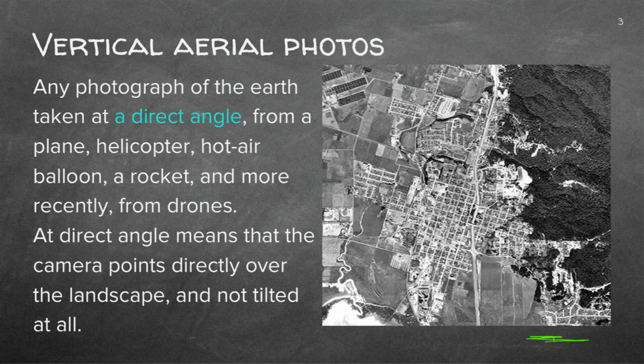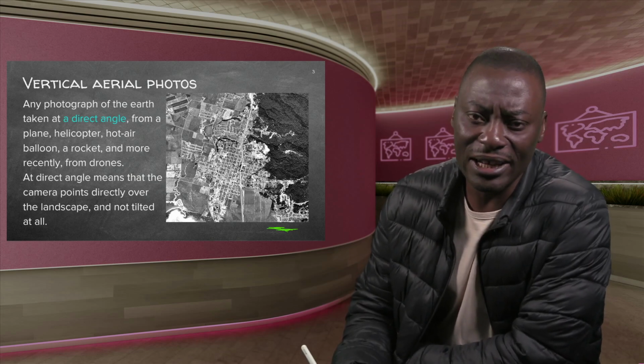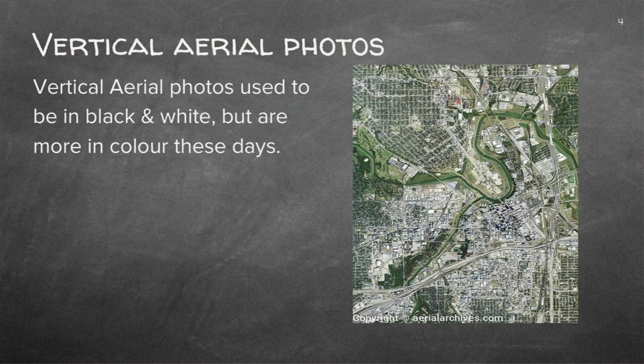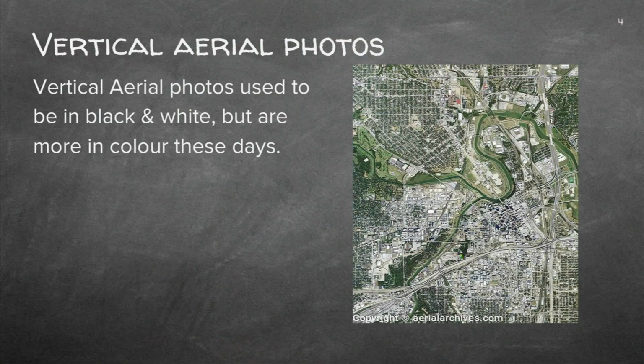Now, this is a very good example of old vertical aerial photographs, because they used to all be in black and white. Nowadays, you see them more in color. The reason why they used to be in black and white was cost. It was to cut cost, because back in the day, it was much more expensive to produce color pictures. Nowadays, it's easier and cheaper. So you get a lot of vertical aerial photographs that look like this. And of course, it has more details and it's easier to interpret, isn't it?